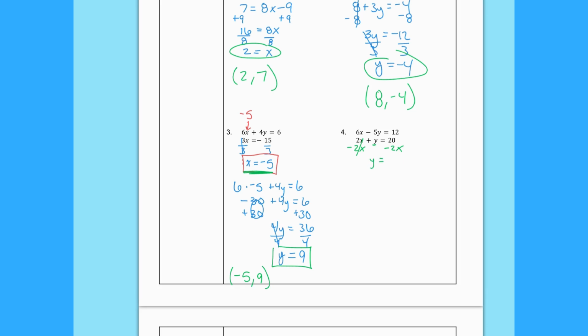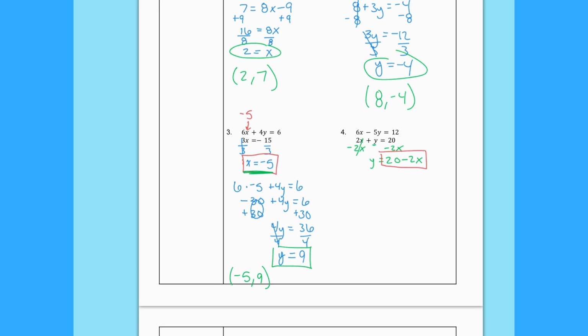Y is equal to 20 minus 2x. Or if you want to say negative 2x plus 20. But what you can't do is say 18x because those are not like terms. So it looks a little bit different than the last three we did, but we do know that now y equals, which means y is the same thing as 20 minus 2x.